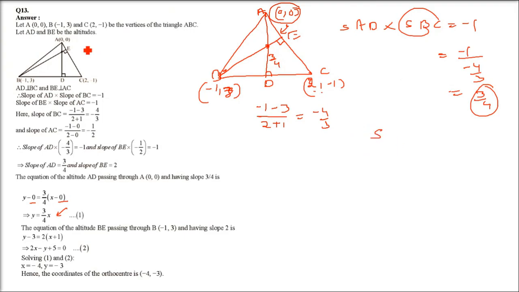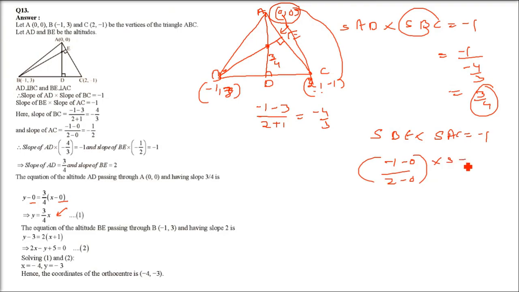Now the second one, taking BE and AC. The slope of BE and the slope of AC, if you multiply them, it's going to be -1 because these two are perpendicular to each other. The slope of AC can be found out, y2 minus y1 by x2 minus x1, times the slope of BE equals -1. So what do you get? The slope as -1 by -1/2, that is going to be 2. So the slope of BE is 2.